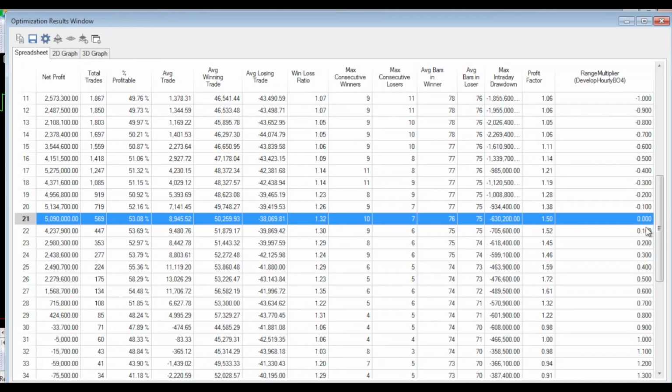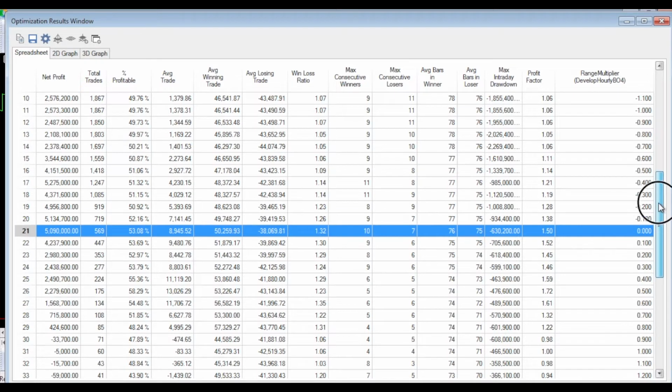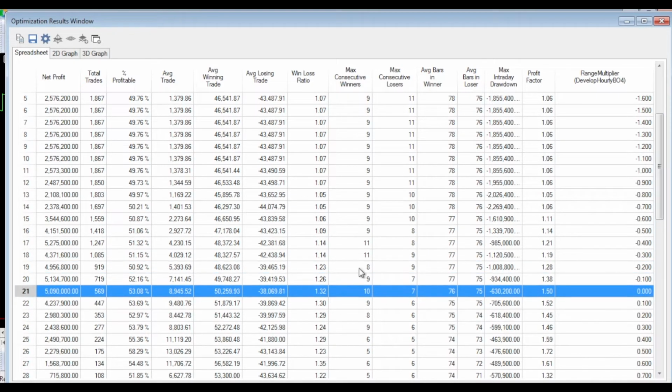And here's the optimization report. I've actually run the optimization between -2 and +2. So we're looking at 0 in the middle. You're familiar with the results: net profit of 5 million, average trade 8,900. What happens if we go either way? If we go into the negative, so we move this way, results actually decrease.